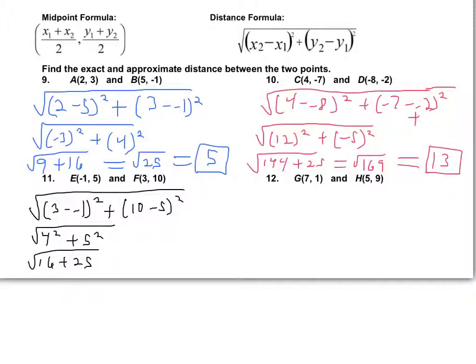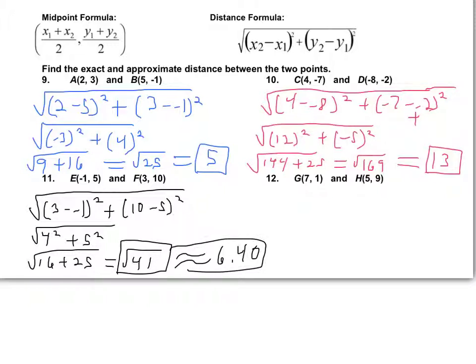Okay, so this one does not come out evenly. This equals square root of 41. So there's my exact answer, because I can't simplify that anymore. Now if I take my calculator and enter in square root 41, it's going to give me an approximate answer of, I'll round to two places, 6.40. So I have two answers, an exact and an approximate answer.